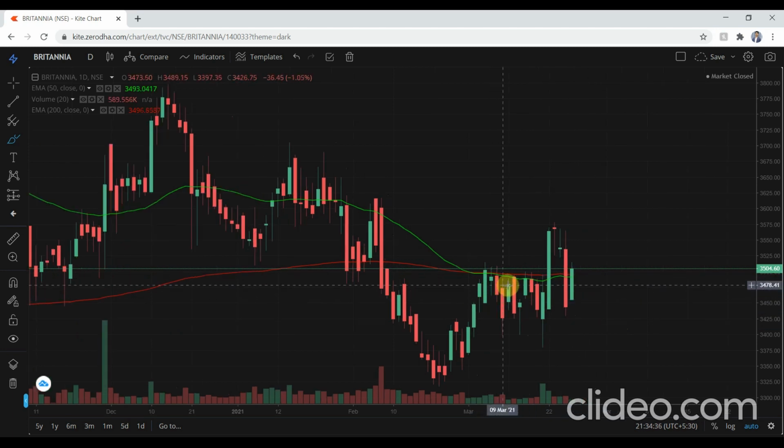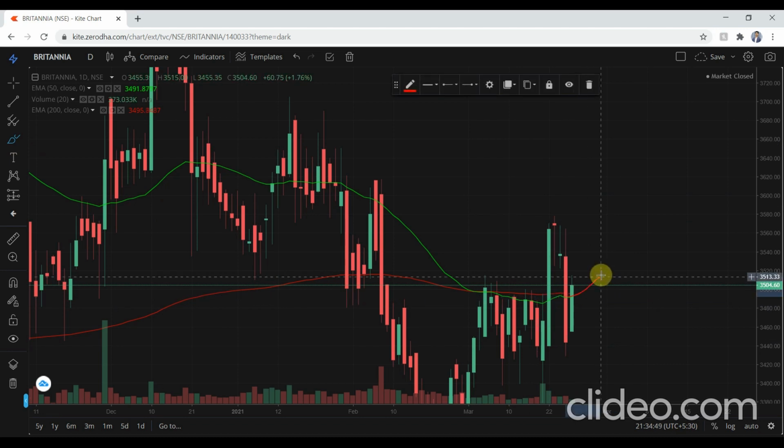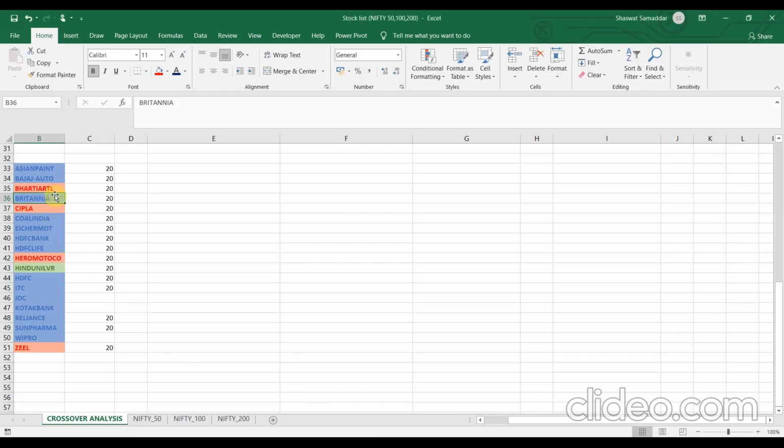So it would be exciting to see from where the stock goes from here. It has a possibility to cross over the 200 EMA once again, or it might go down like this. Let me just show you. It can go like this, or it could go like this. I'm talking about the 50 EMA. Okay, so anyways, I'll mark it as blue. Sorry, it is already marked as blue. I'll mark it as 50 for 50.